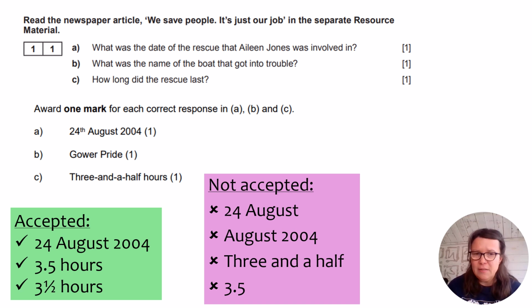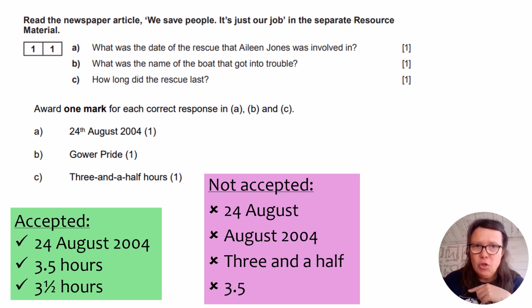They would have accepted 3.5 hours no matter how you write that, but they would not have accepted 3.5 because they don't know whether you mean 3.5 minutes, 3.5 hours, 3.5 days. So you just write the answer to the question, but you do need to make sure you answer it.